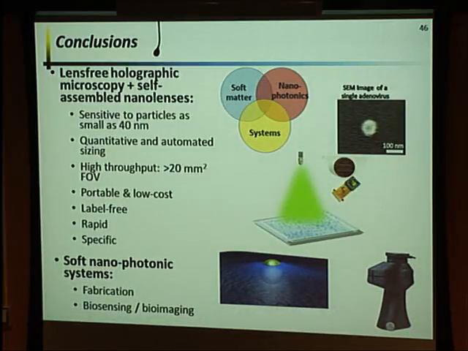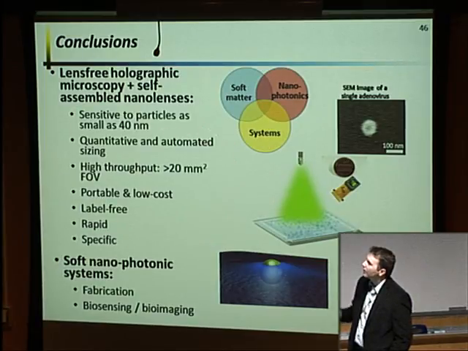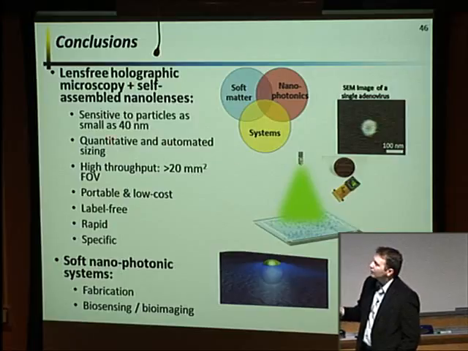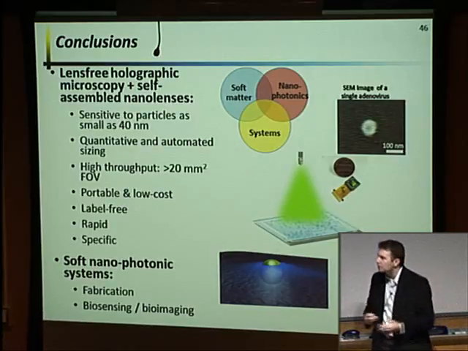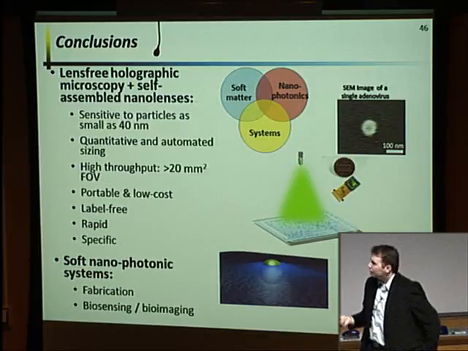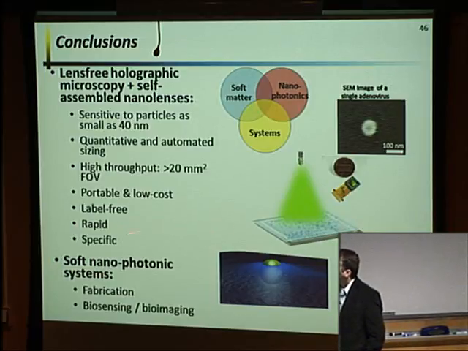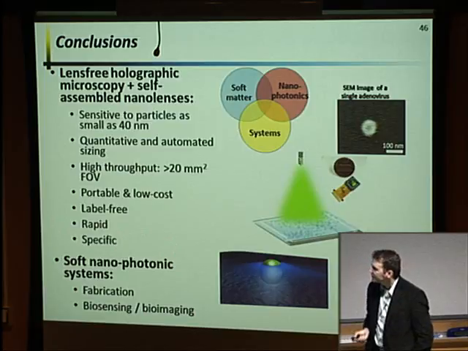So with that, I can conclude. I want to again highlight the main advantages of this technique. We're sensitive to particles as small as 40 nanometers. We have quantitative and automated sizing. We can do this with very high throughput because we can image over a very large field of view. It's portable and low cost, label-free, rapid, with potential for specificity.